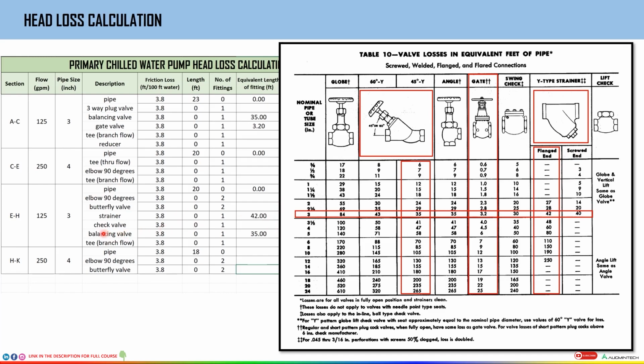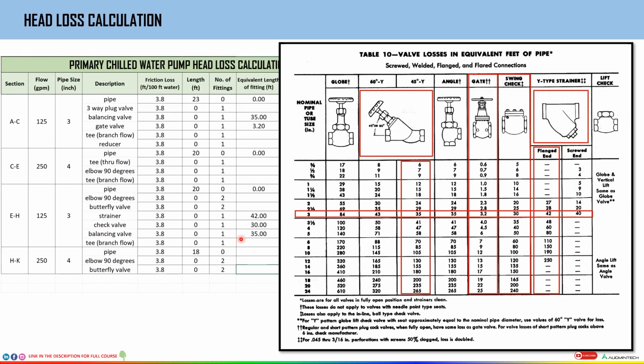Okay, next, check valve. We also have a check valve over here, lift check and swing check. The valve that we have is a swing check valve. So for swing check valve and 3-inch pipe size, the value comes out to be 30. So we'll mention 30 over here.